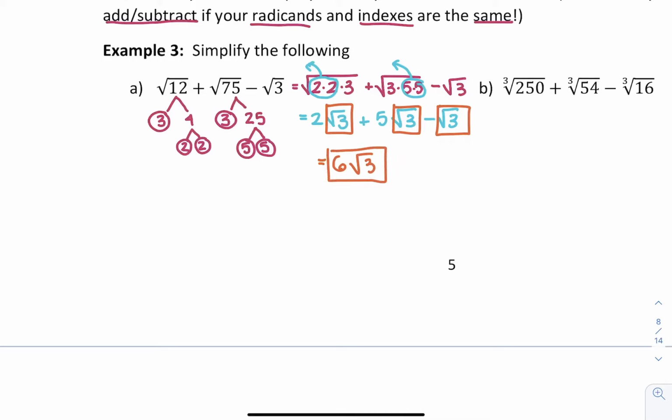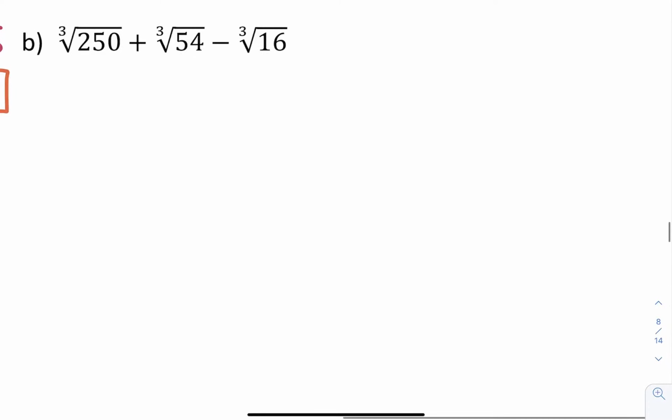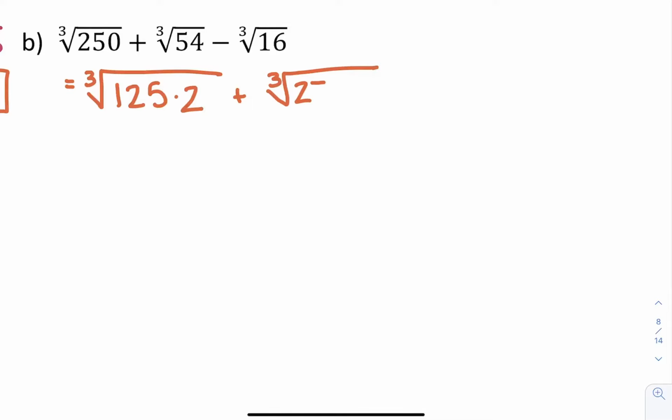Let's try another example. So in this example, I have cube roots. So now I could do this by looking for perfect cubes, or I could do this by looking for a factor tree that has pairs of 3. So this time let's try the other way. Let's try to look for some perfect cubes. So I know 125 is a perfect cube because it's 5 cubed. So 125 goes into 250. I know 27 is a perfect cube that goes into 54. And I know 8 is also a perfect cube that goes into 16. So it might be helpful to just write out these perfect cubes until you get used to them. Then you start to recognize them.